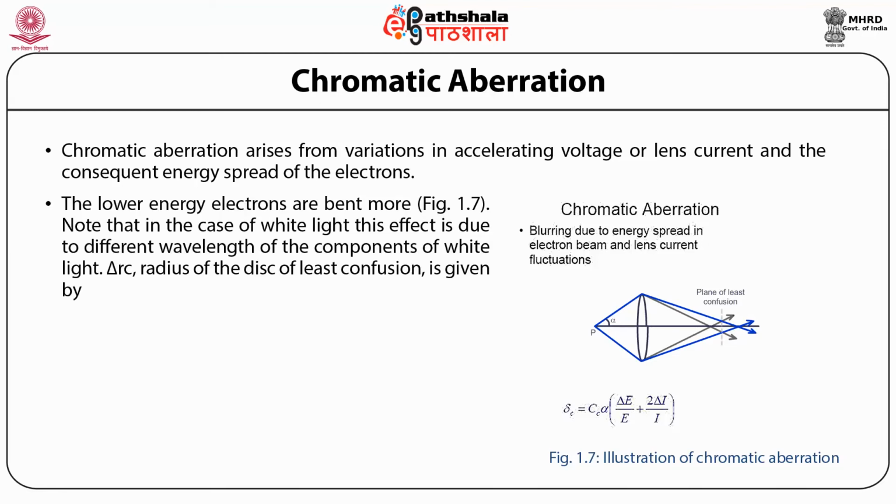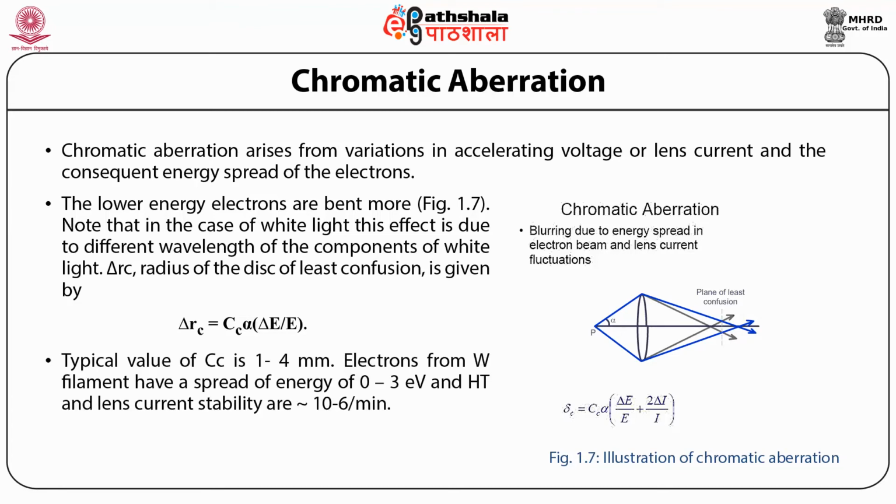The lower energy electrons are bent more. Refer to figure 1.7. Note that in the case of white light, this effect is due to different wavelengths of the components of white light. Delta Rc, or the radius of the disc of least confusion, is given by delta Rc is equal to Cc alpha delta E by E. Typical value of Cc is 1 to 4 millimeter.